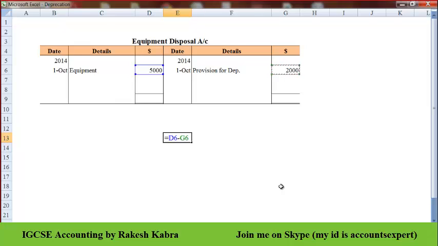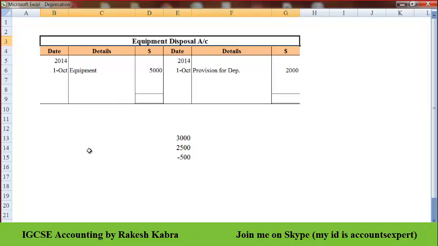So 5 minus 2, the actual value of that equipment is how much? 3,000. And we sold that half equipment for how much? So will there be profit or loss? Loss. Good. Because we sold for this amount and the actual value was 3,000. So there will be a loss of $500. Understood? Now see what entry I will pass.